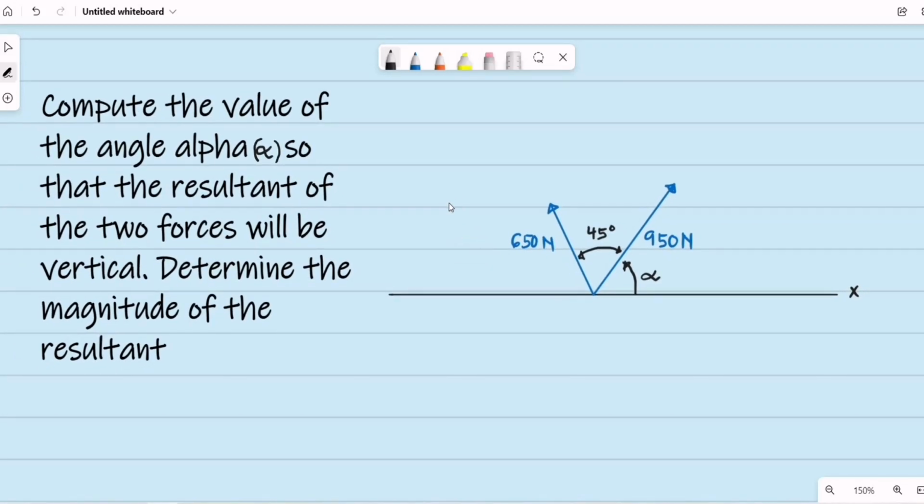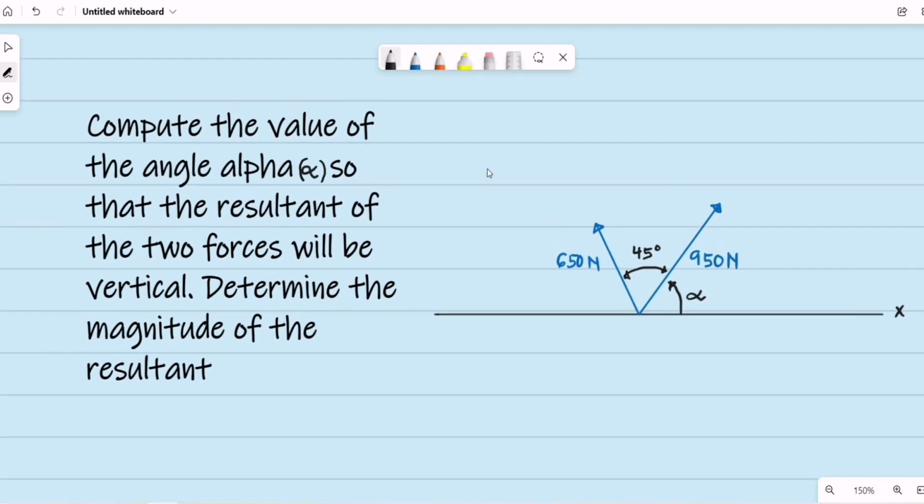Good day. So let's have this example for the triangle method for vectors. For this problem, compute the value of the angle alpha so that the resultant of the two forces will be vertical. Determine the magnitude of the resultant.